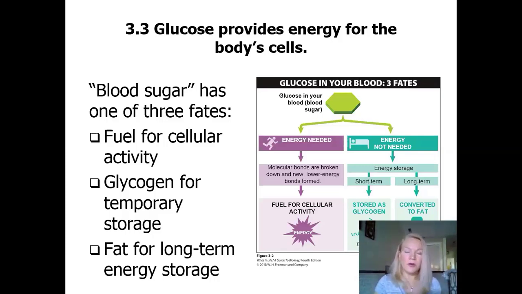However, if we take in food that we don't utilize right away, that glucose becoming blood sugar, if we don't use it, then it's going to need to be stored, right? And so there's a temporary, short-term storage, which is glycogen. It basically forms chains and holds and stores it.